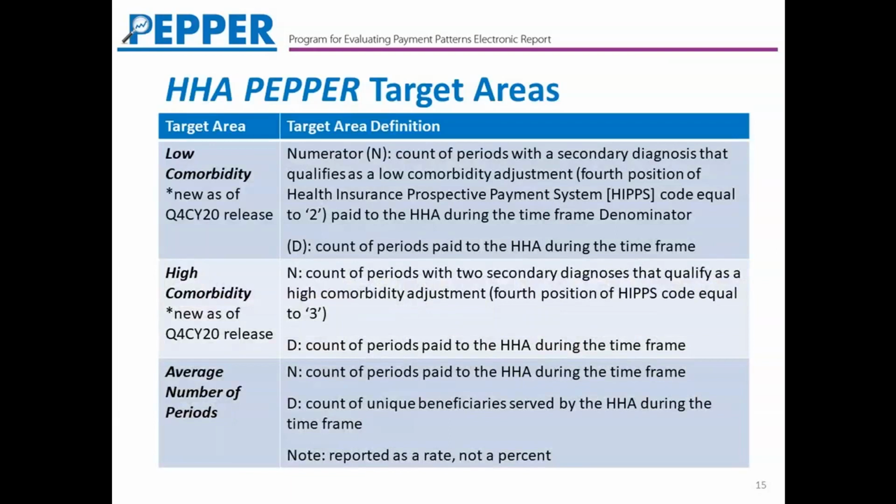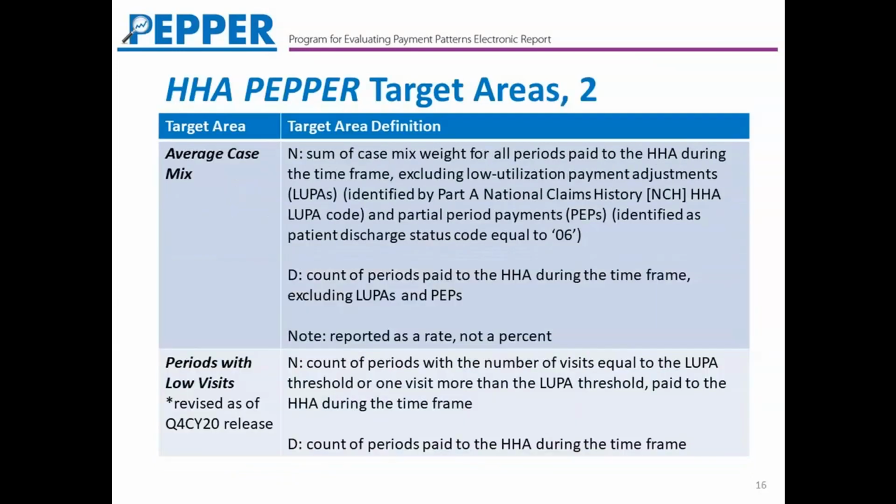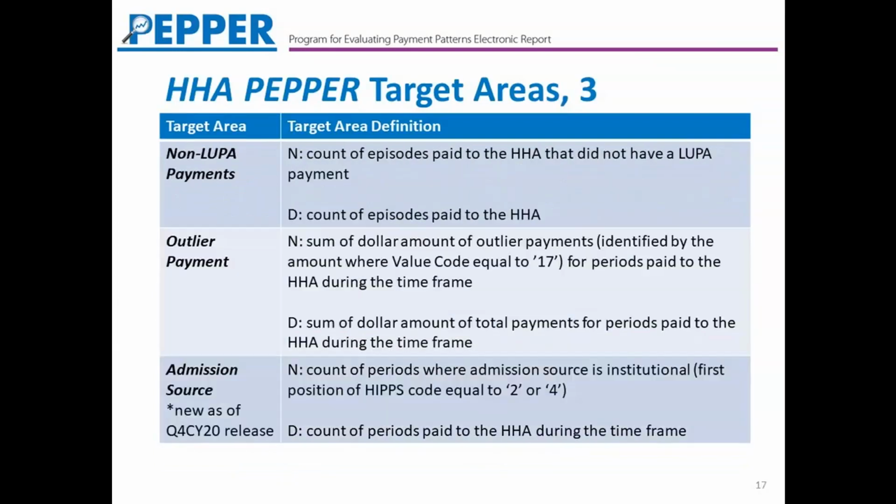Average number of periods. You can see that average number of periods is, of course, reported as a rate, not a percent. Average case mix. Periods with low visits. That one is, again, revised. It's not completely new. It is revised as of this release. Non-LUPA payments, outlier payments, admission source, again, that's a new one. That admission source is a new one for this Q4 CY20 release.